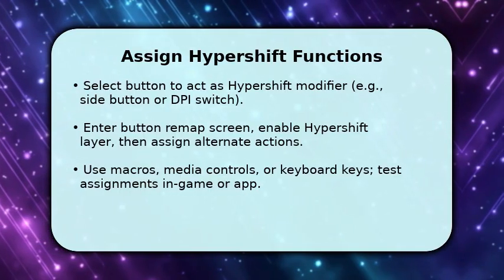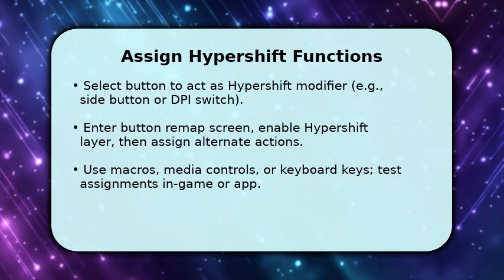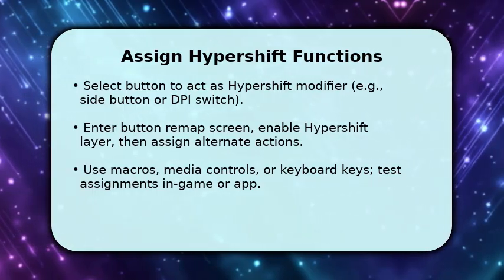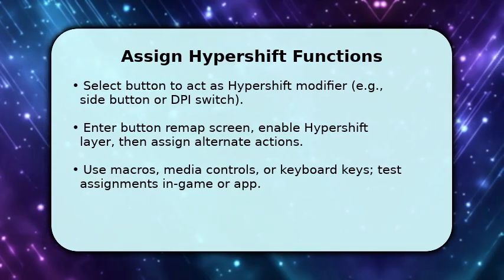Once chosen, enter the button Remap Editor, enable Hypershift for that button, and switch to the Hypershift layer to assign alternate functions like macros, media controls, or keystrokes.